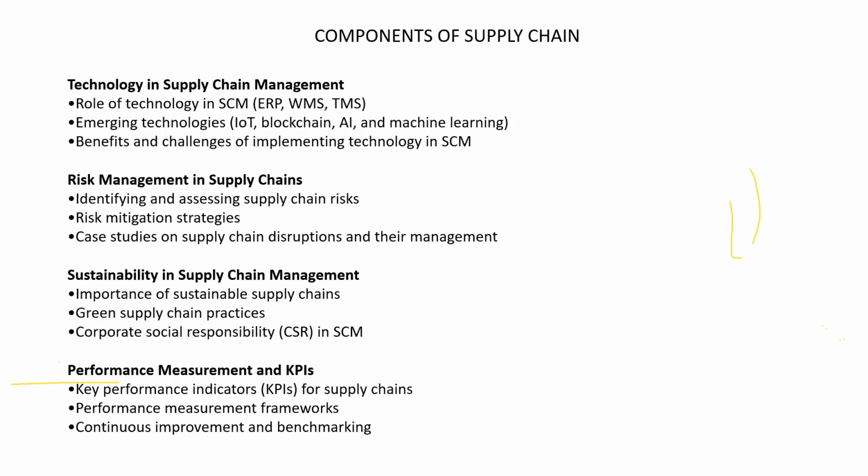So with the help of technology, the forecasting results can be obtained immediately through AI and machine learning. Next, the benefits and challenges of implementing technology in supply chain.